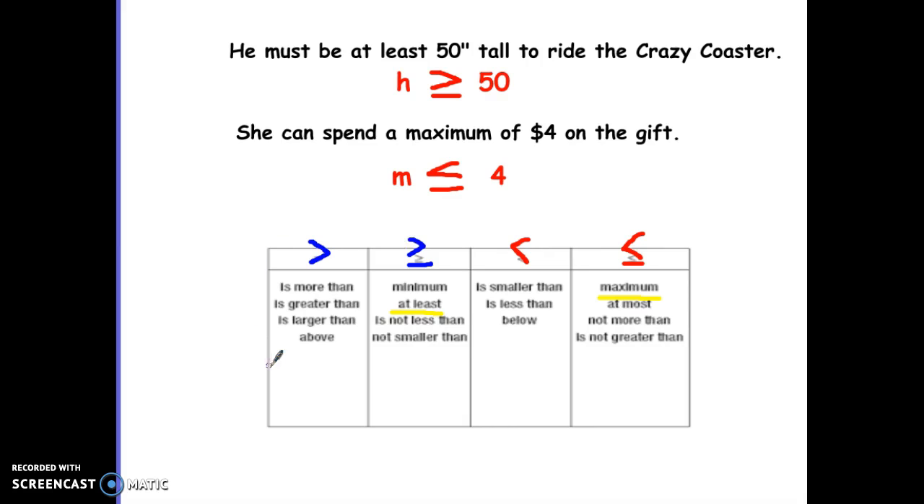Here are some other signal words to watch for. Greater than and more than, we know that one. Here's greater than or equal to, which is our height example. So he's at least 50 inches tall, or he's a minimum of 50 inches tall. And then here's less than or smaller than. And less than or equal to, this is our maximum example. She's going to spend a maximum of $4, not more than $4. She's going to spend at most $4 on the gift, and so on.